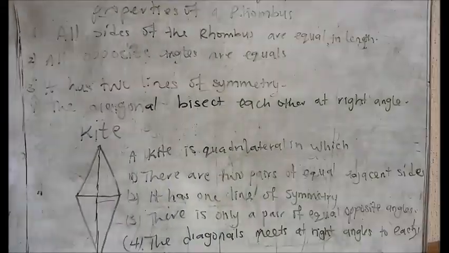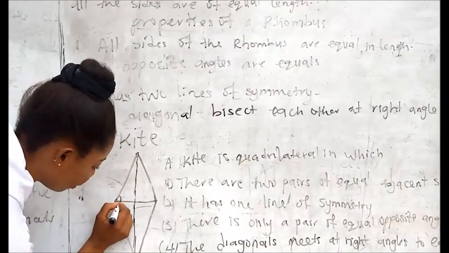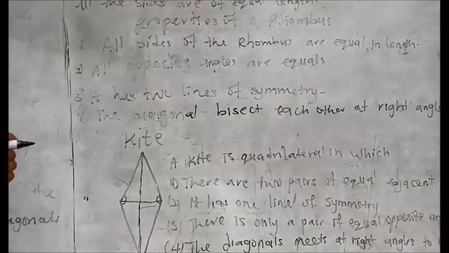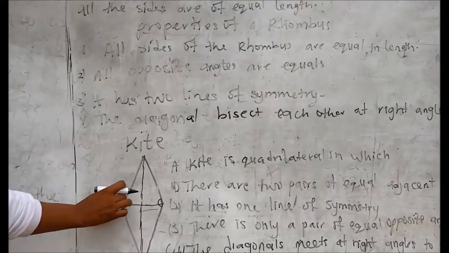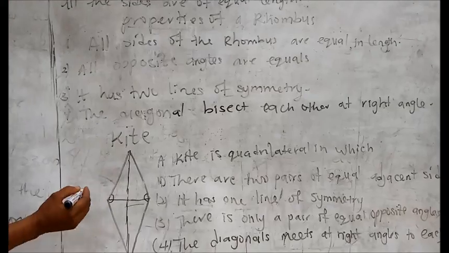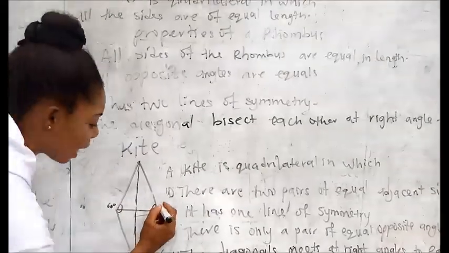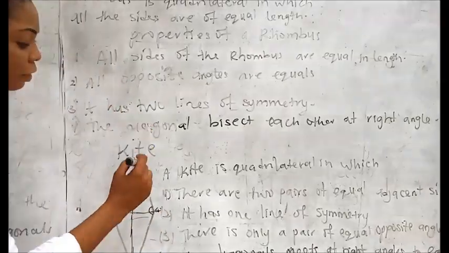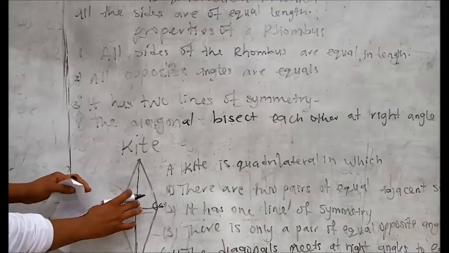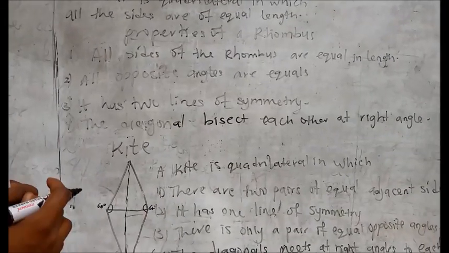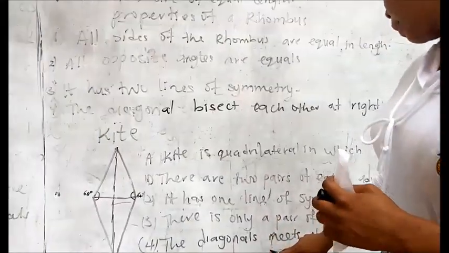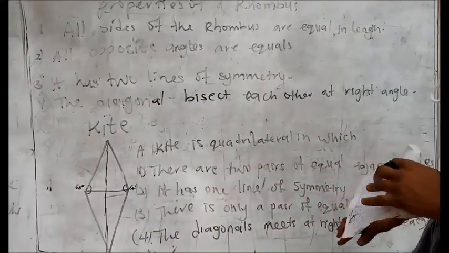There is only a pair of equal opposite angles. Where are the opposite angles? This angle here, this angle here. So what it means is that the angle here is equal to the angle here. Assuming I have this angle here to be 68 degrees, this angle here will also be what? 68 degrees, because the opposite angles are what? Equal.